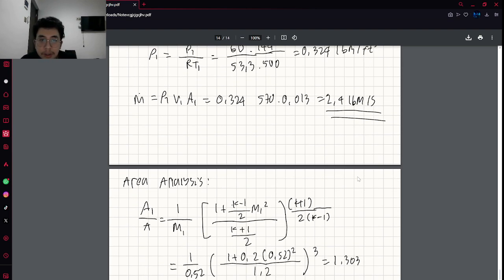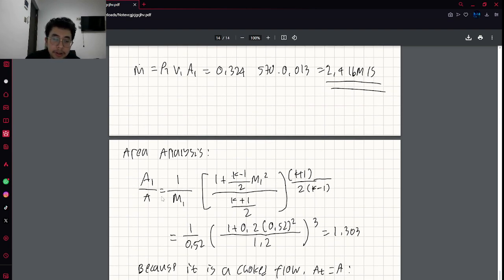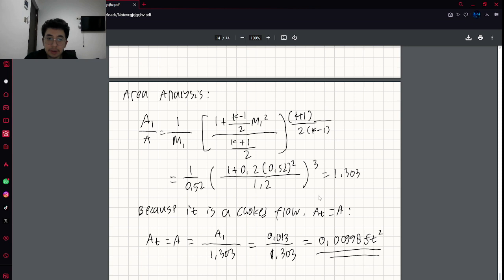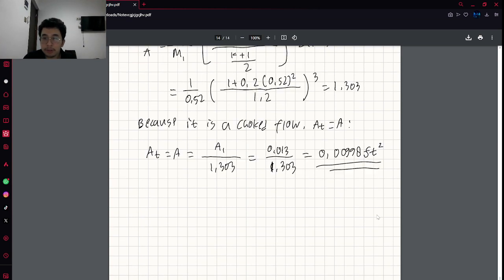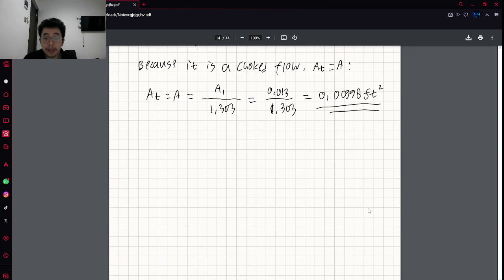Okay, so for the throat area analysis, we can use a ratio and the equation right here, which equals this. We put in numbers and then we get 1.303. Since this is choked flow, A throat equals A star. So basically this moves and this moves, and we get A1 divided by 1.303 equals this, which gives the throat area.